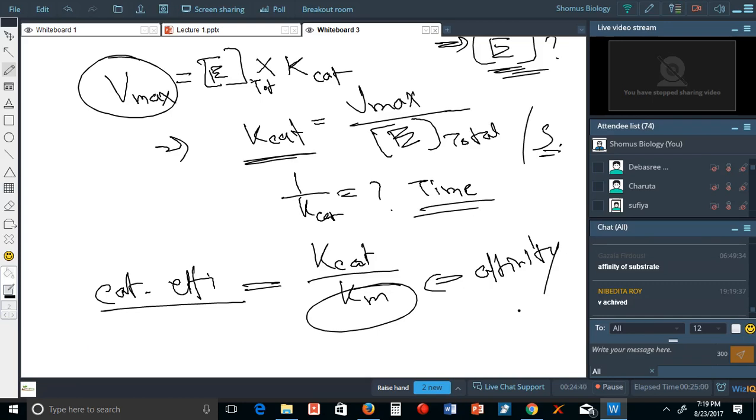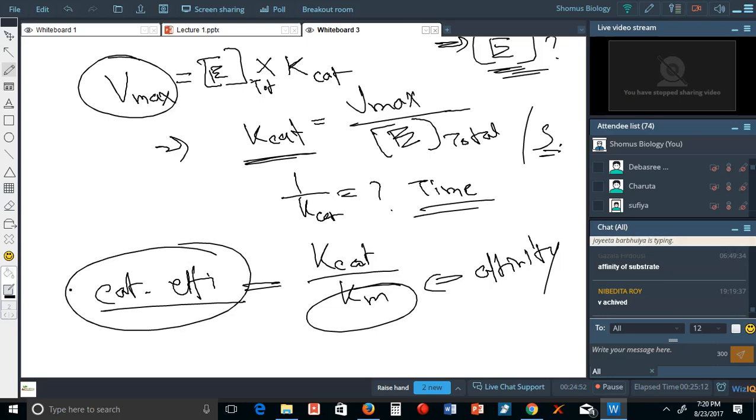So the higher the Km value, the less chance that they can bind eagerly. So now think about this term catalytic efficiency. The higher the kcat, the higher the catalytic efficiency. And the lower the Km, the higher the catalytic efficiency.